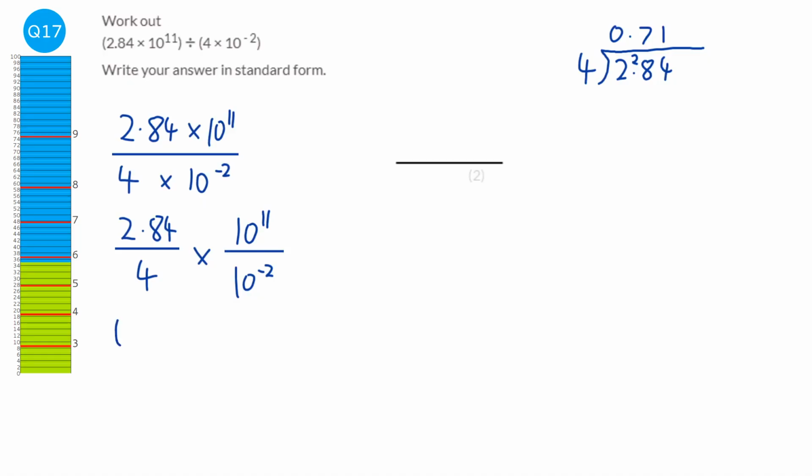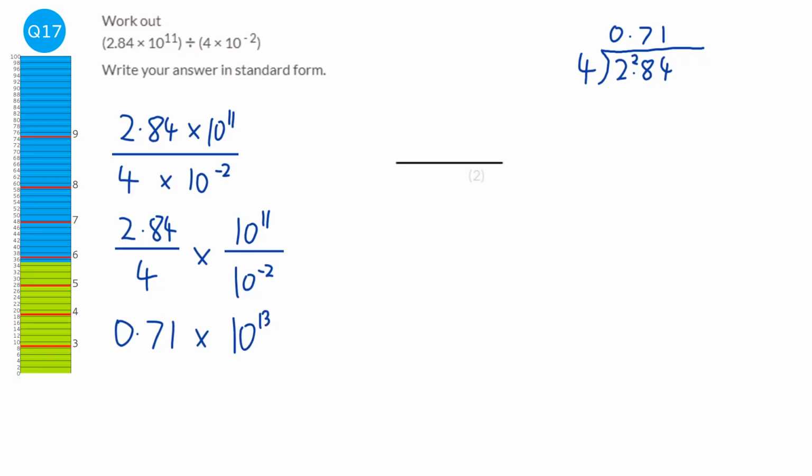So it's going to be 0.71 times, and then the rules of indices say that if you divide 2 powers of the same base, they're both 10, then you just take away the power. So it's 11 take away minus 2. Now the 2 minuses, the 2 takeaways, actually convert to a plus, so it would be 11 plus 2, which would be 13, so it would be 10 to the power of 13.